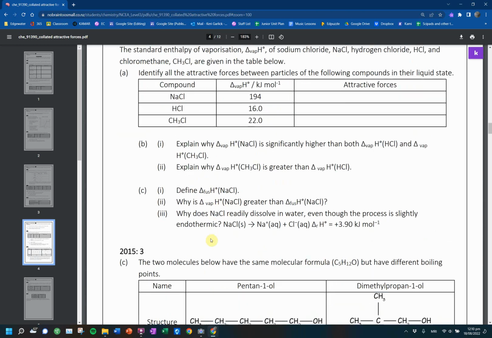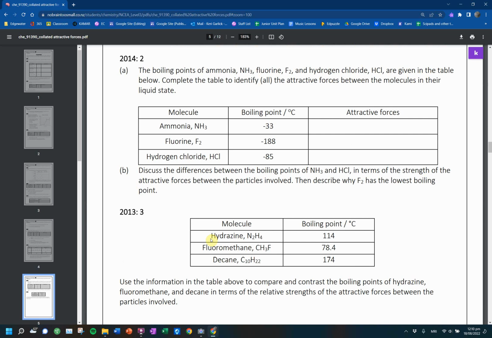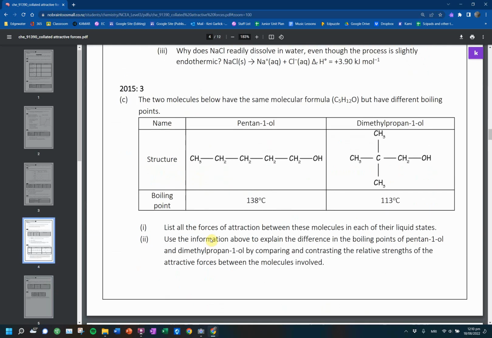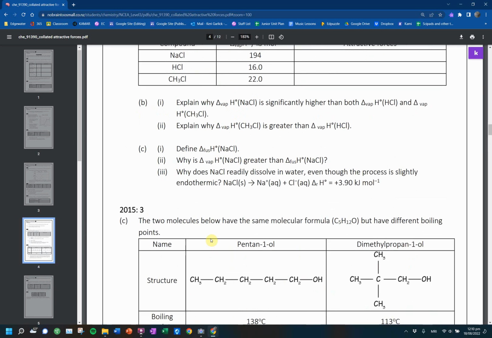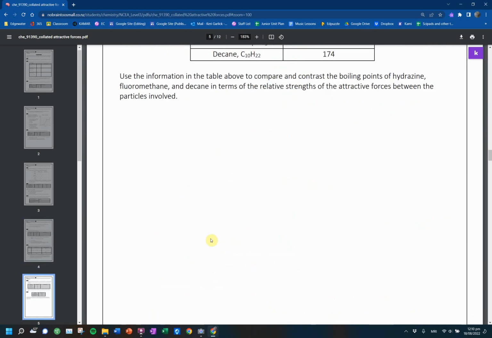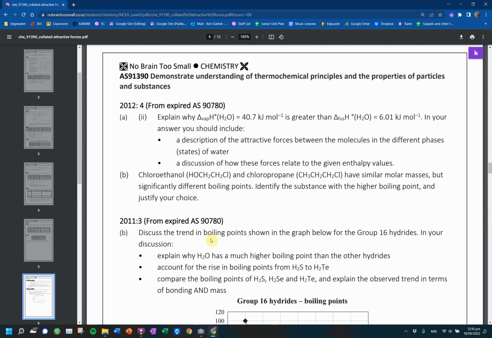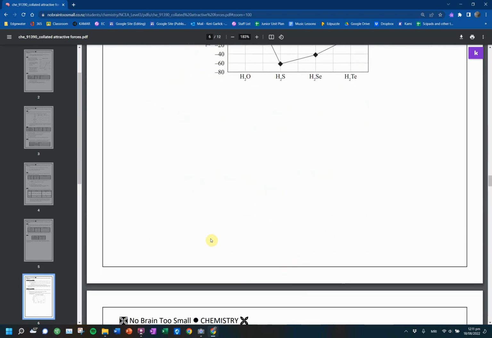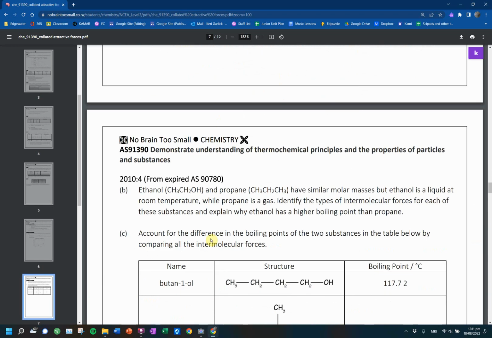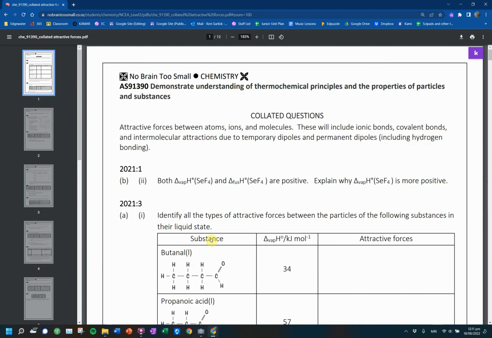So yeah, I like the No Brain Too Small resource because you can just see how it's been asked different ways. And you can see there's a real focus on melting and boiling point, more so melting point than anything else. So it's nice that you don't have to study all the properties anymore. And then these are from the older exams that aren't as relevant, but might still pop up. And that's the answers. All right, that's basically it for today's tutorial.